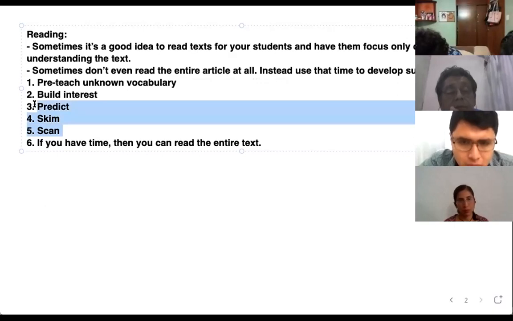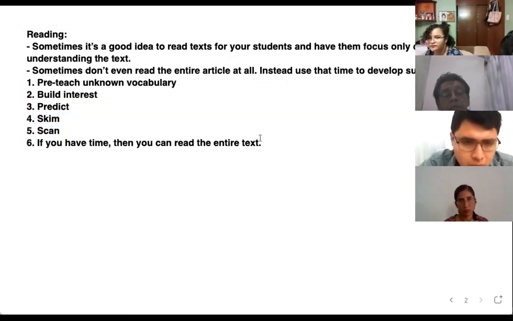And of course, you can change these skills. You don't necessarily always have to predict, skim, scan, predict, skim, scan. No, you can change it. You can deduce meaning. You can infer. What is the author's feeling of this text? You can change the skills. You don't always have to work on those. Have a variety.